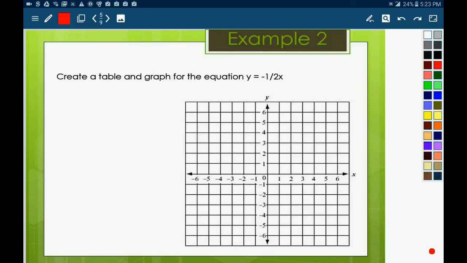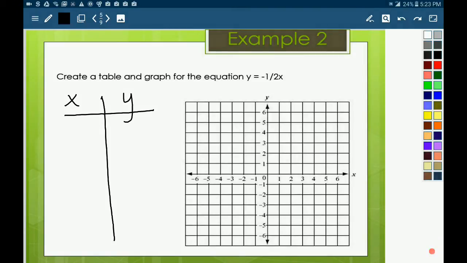Let's take a look at a second example. It says create a table and graph for the equation y equals -1/2 x. So I'm first going to start with a table so that I can just plot those points. So I have my input x and my output y.